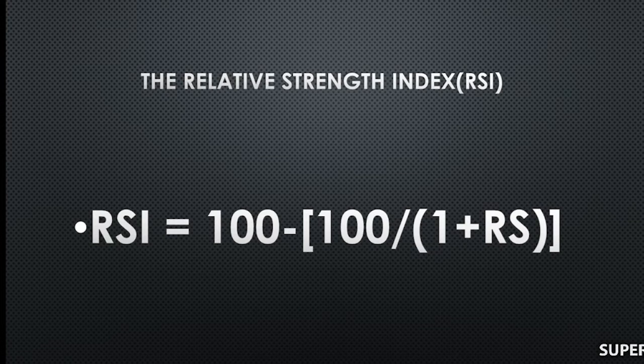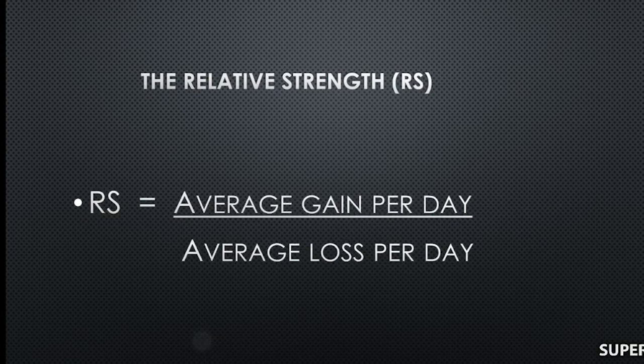RS means relative strength. This relative strength can be calculated by applying the equation average gain per day divided by average loss per day. The most commonly used time period for the calculation of RSI is 14 days. For the calculation of a 14-day RSI, the gain per day or loss per day is arrived at by comparing the closing price of the day with that of the previous day for a period of 14 days.